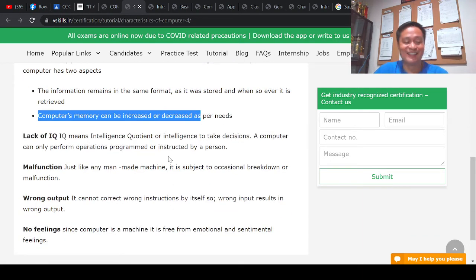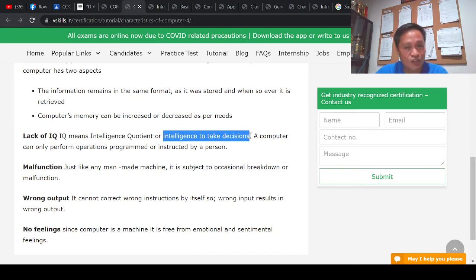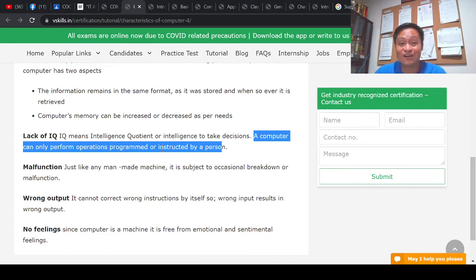Remembrance power, another characteristic of computer. Now here, look at this. I laugh at this. Lack of IQ, of course. The problem with a computer device is it doesn't have an intelligence quotient. It doesn't have intelligence to take decisions. A computer can only perform operations being programmed or instructed by a person. It's a lack of IQ. The IQ of a computer is dependent on the program, and the program is, of course, dependent on the one doing the program.